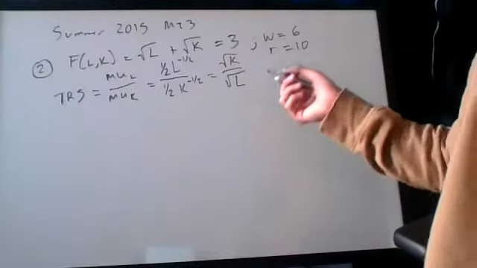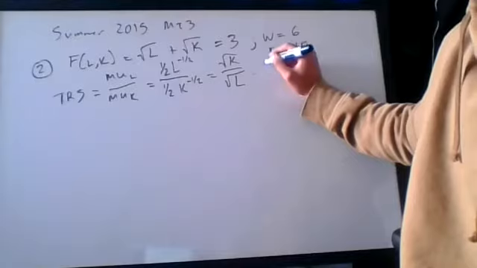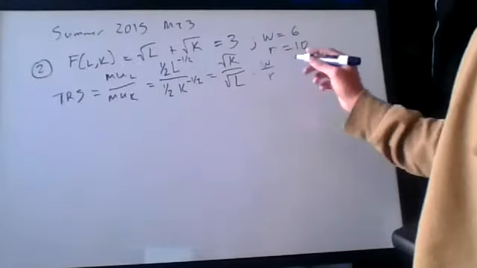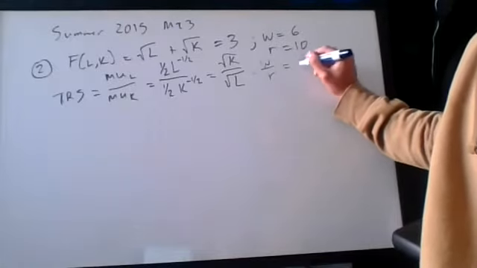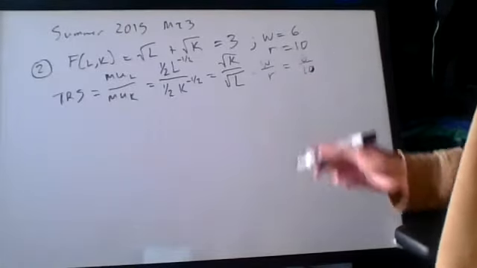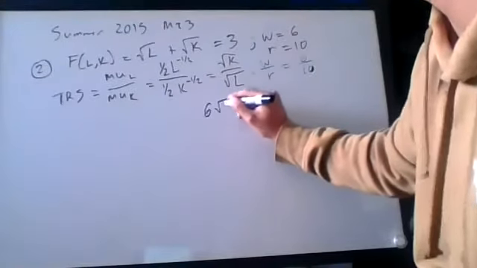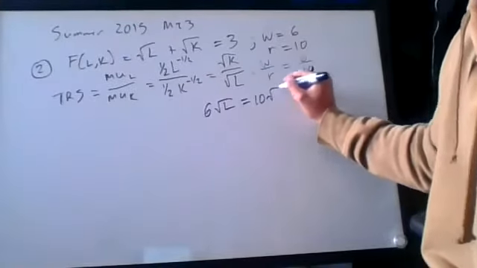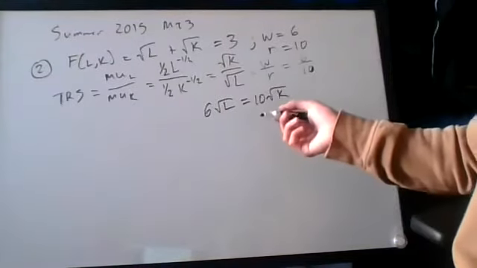But we do have DTRS, which means that we can set this equal to W over R, right? Which is equal to 6 over 10. And we can solve it from there. So we get 6 times the square root of L is equal to 10 times the square root of K. And let's just solve for L for now.